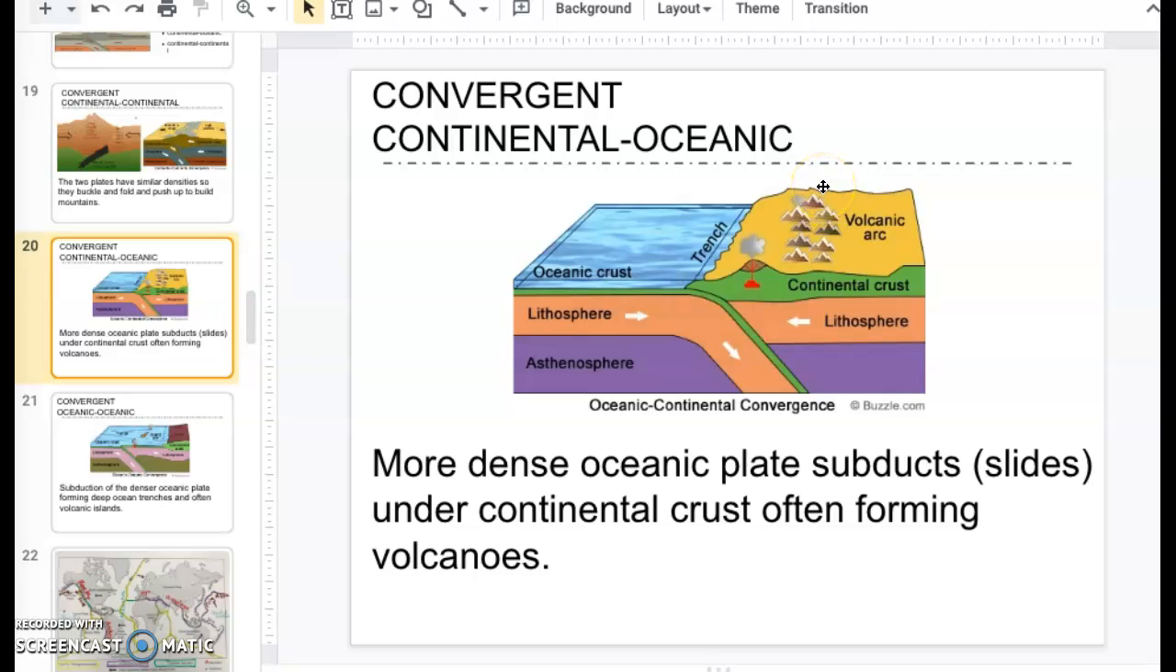But we get a new feature that we didn't have with continental, and that's this deep ocean trench here. As the oceanic crust is subducting underneath the continental, water is going to flow into that area or crack as well, making some of the deepest places on the ocean floor.